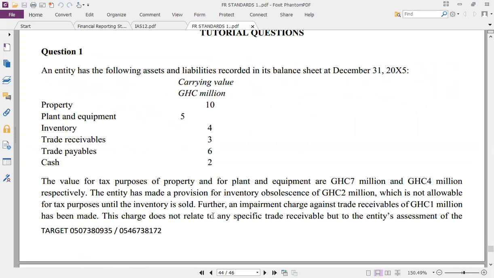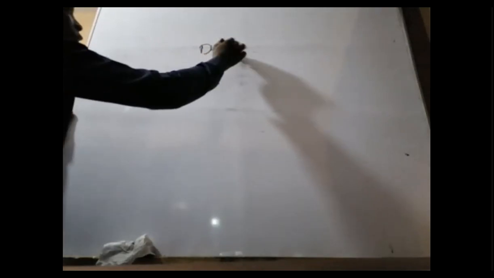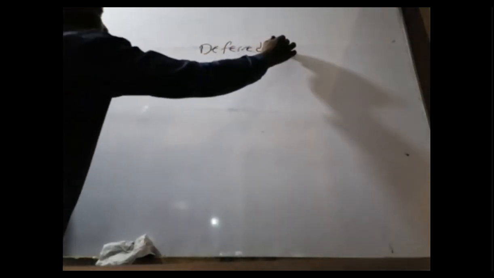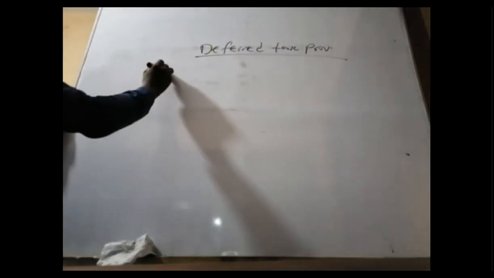Now, it also means that the inventory, they've already written 2 million down. So the actual inventory figure for tax purposes will be what? 6 million. That is all. Then you find the difference. So here, I want it in column form, like how we're going to do it. So we are calculating for what? Deferred tax provision. So we are calculating for deferred tax provision. Put in a table.